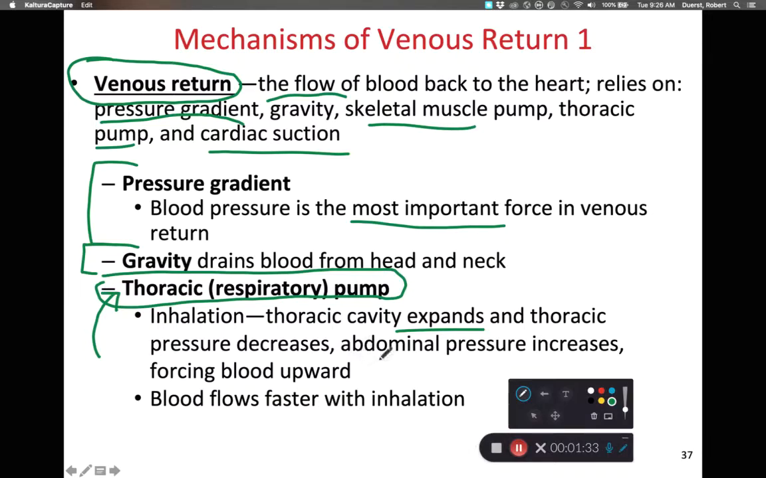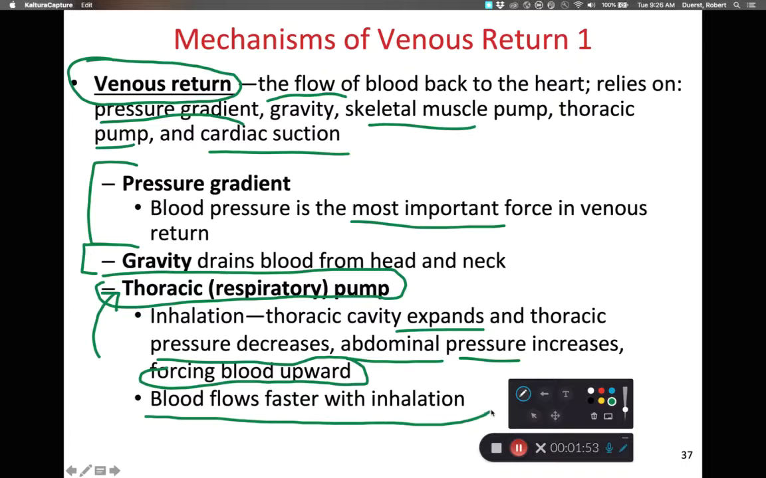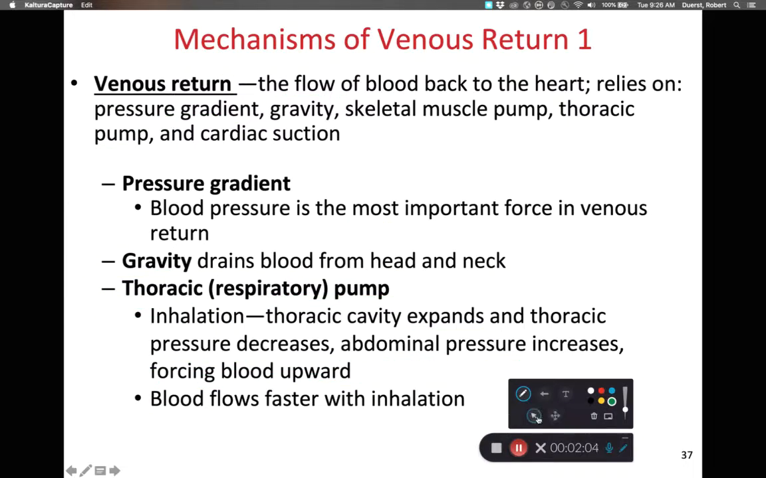We also find that during inhalation, we are going to have the abdominal cavity compress a little bit. That compression of the abdominal cavity is going to increase the pressure within the abdominal cavity, helping to force blood upward into the thoracic cavity towards the heart. We find that overall, this thoracic pump causes our blood flow to increase. The velocity of blood flow increases while we are inhaling air into our lungs.